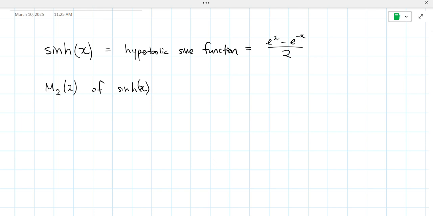If you forgot what e to the power of x is, e to the power of x is equal to 1 plus x plus x squared over 2 factorial plus so on.